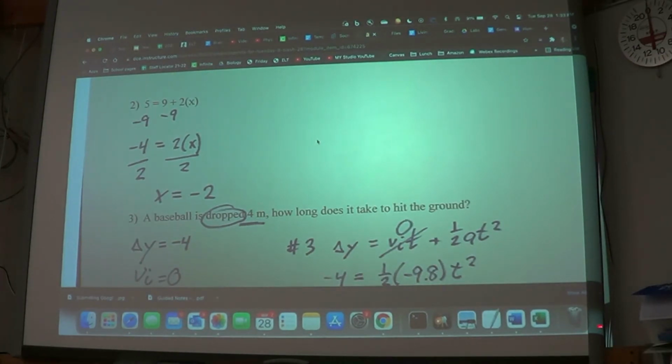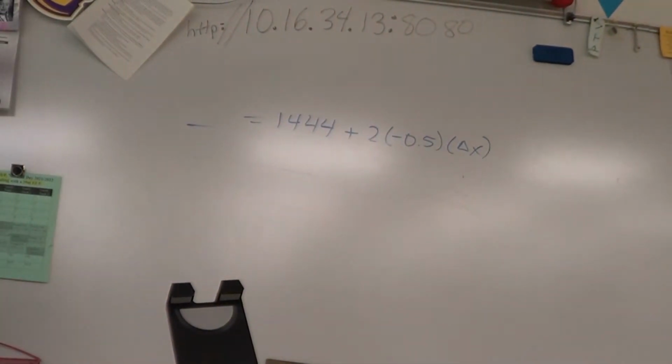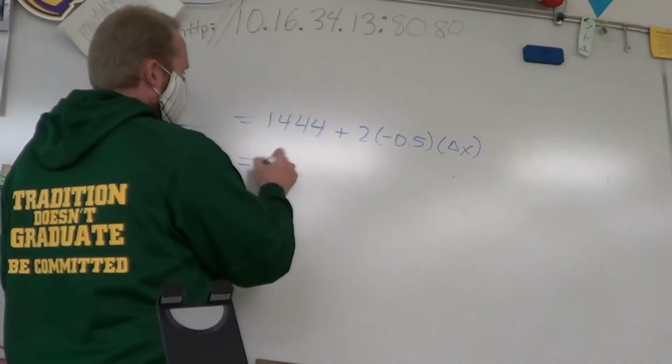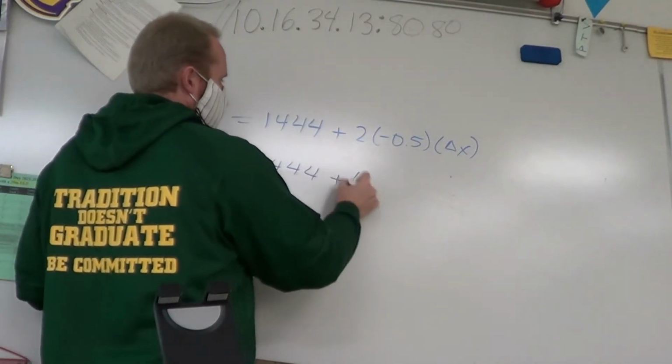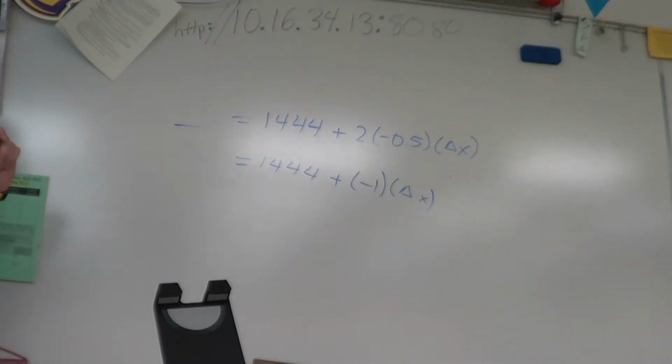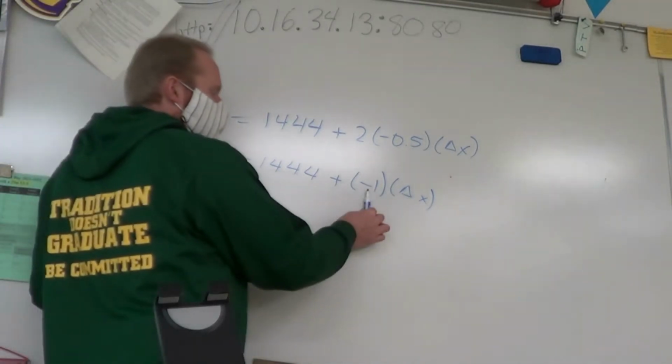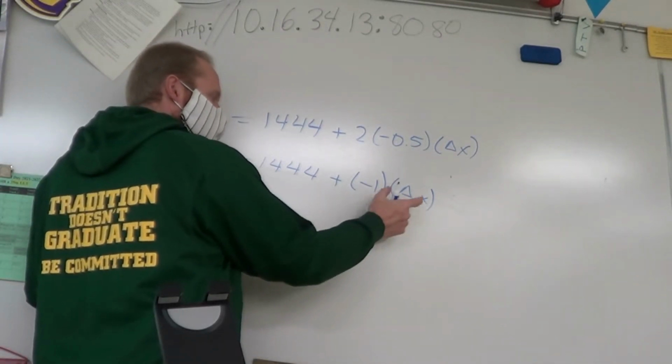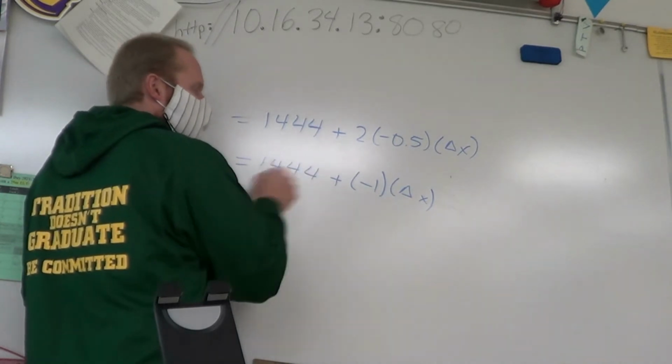Yesterday's ended up being, I don't remember, something is equal to 1,444, and then it was plus 2 times negative 0.5 times delta x. That's what the right side ended up being. So what this simplified to is like that, and this is negative 1 times delta x. This has got an x, this is not. These are unlike terms.